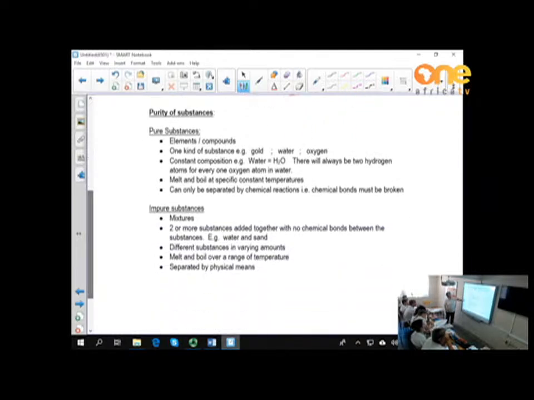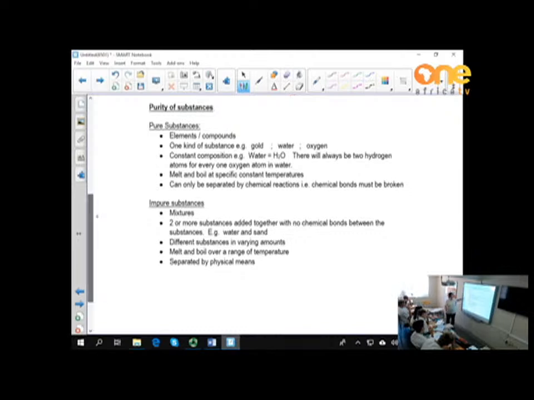And then we had a look at purity of substances. Pure and impure. If something is pure, it means it consists of one kind of substance. It has a fixed melting and boiling point. If you want to separate the substances, if it's a compound, you need to break chemical bonds. They occur in a fixed ratio in a compound. If we have an impure substance, it's usually a mixture. When we have a mixture, it's two or more substances put together, with no chemical bonds. We find that mixtures melt and boil over a range of temperatures.